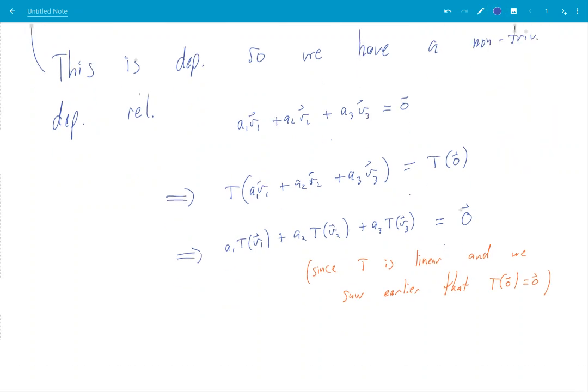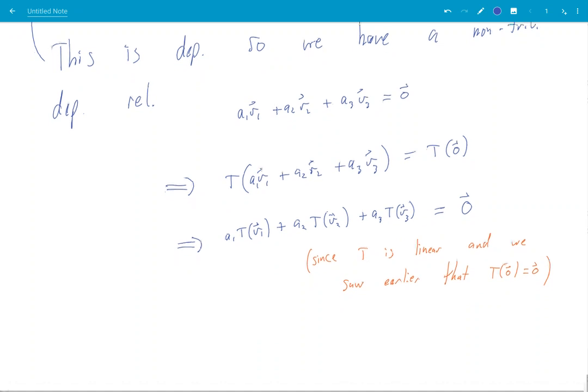Okay, we're actually done, right? Because what I have here is, from above, I know that A1, A2, and A3 are not all 0. So this is exactly the non-trivial dependence relation I want.